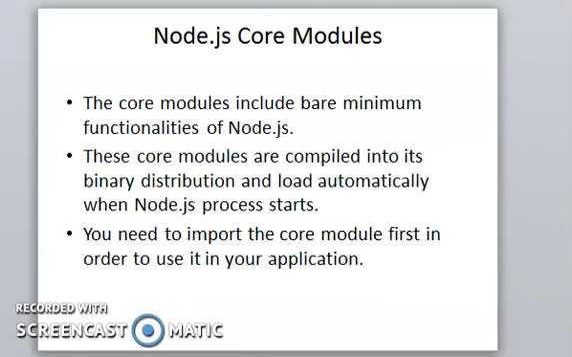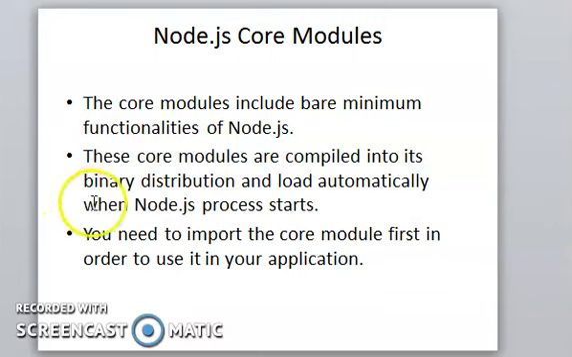I'm going into the details of these modules, starting with the Node.js core modules. What is a core module? The core modules include only the minimum functionalities of Node.js. That means the core modules consist only of the minimum functionalities, and these core modules are compiled into a binary distribution and loaded automatically when the Node.js process starts.